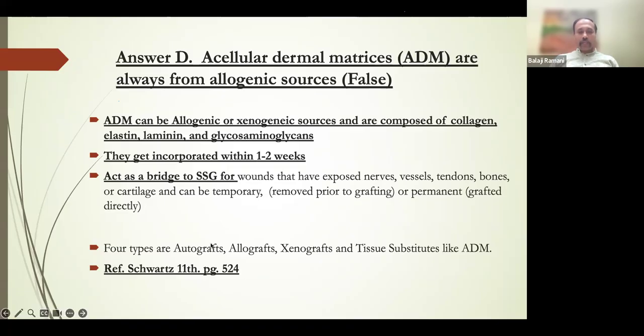So the four types you have are the autografts, which is taken from the patient's own body, like a split skin graft or a full thickness skin graft. Then allografts, which are taken from other donors. You have skin banks which are available, which can substitute, and you look at that as the source. Xenografts, which can be taken from other animals, and of course tissue substitutes like ADM. Commonly what is used is autografts or your ADM.